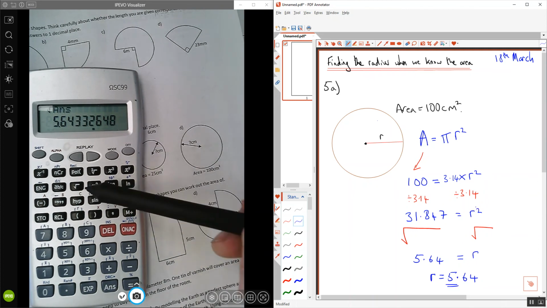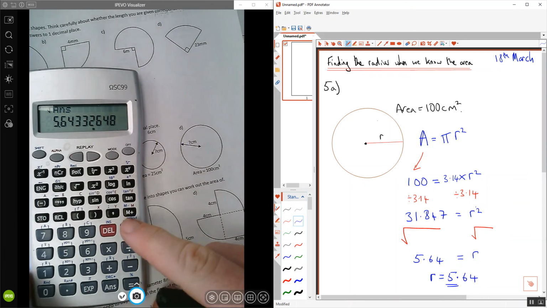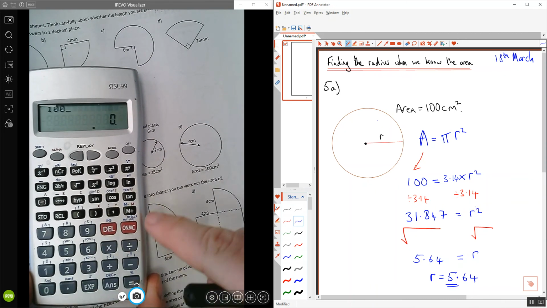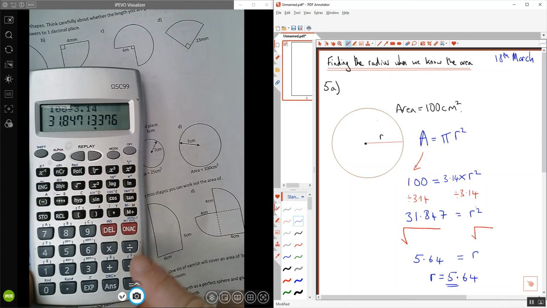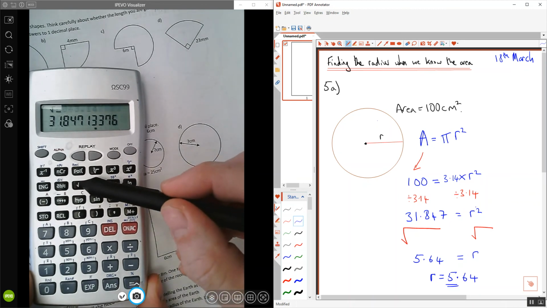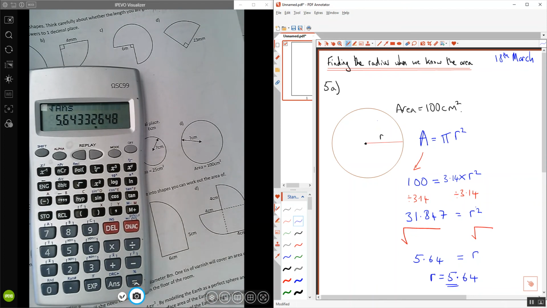And it's this button that you're looking for on your calculator, okay? So just to quickly go through again, we had our 100. We divided by 3.14, and then we took the square root of it. So it's like we're working backwards. Cool, so that's how we're going to go about question 5, okay?